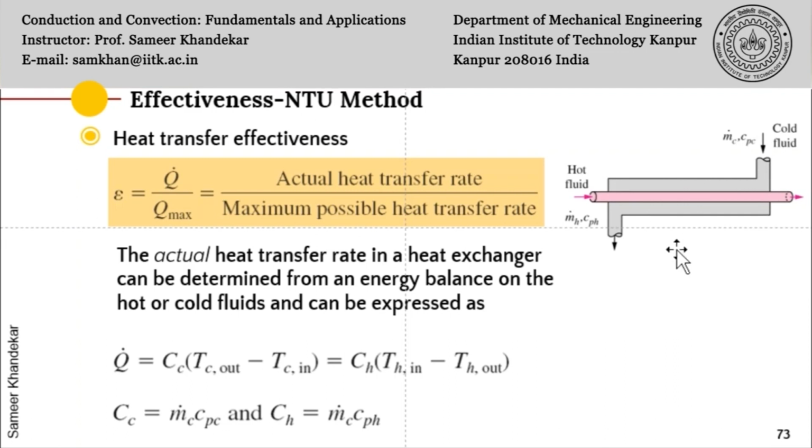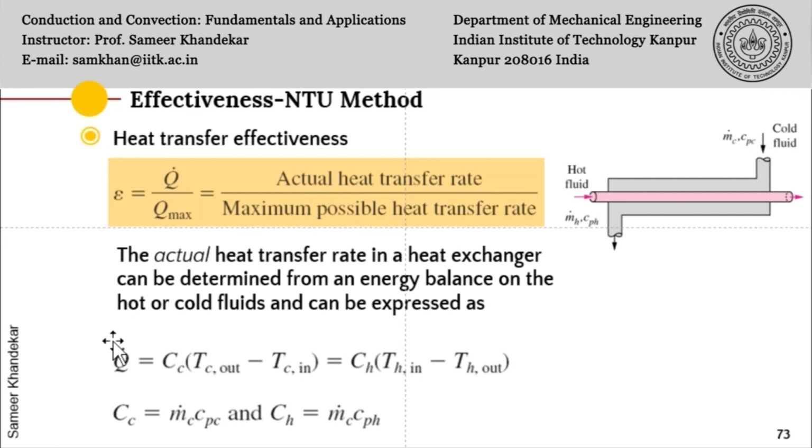So naturally, we need a numerator and a denominator, a proper definition. So we define effectiveness as the actual heat transfer rate which is happening from this device, divided by the maximum possible heat transfer rate. So we need a datum to compare so that we can define how effective our heat exchanger is, and for that we need a maximum possible heat transfer rate. So let us first look at the actual heat transfer rate.